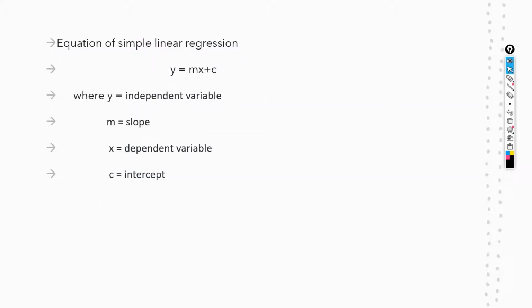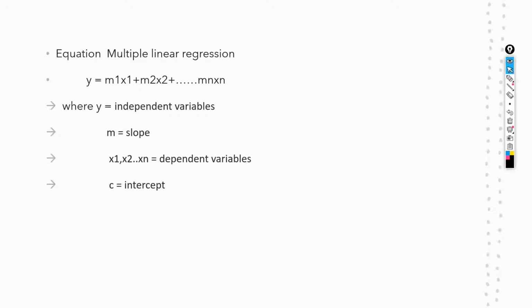Okay, what is the equation of simple linear regression? The simple linear regression equation is y equals mx plus c, where y is the dependent variable, m is the slope, x is the independent variable, and c is the intercept. This is the simple linear regression equation.